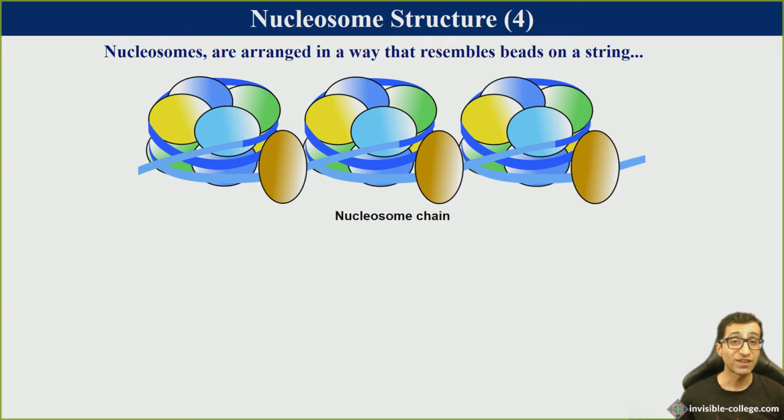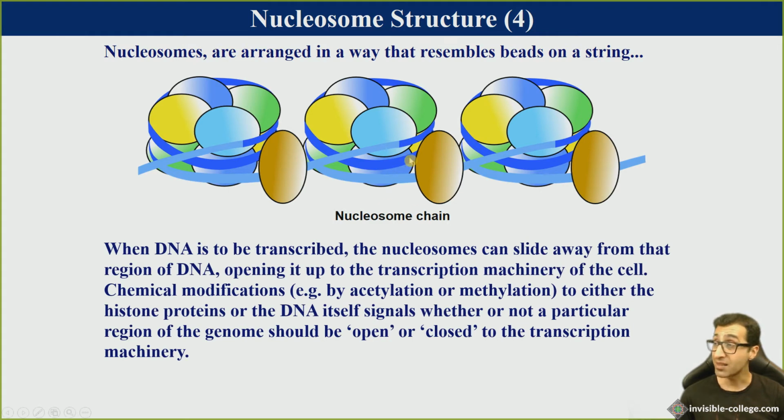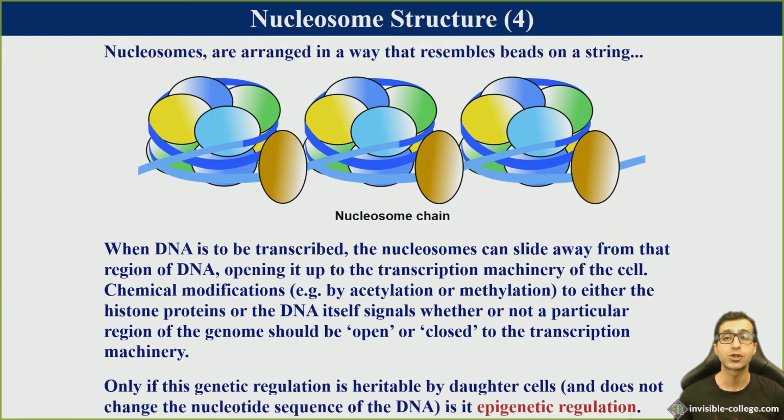Now, chemical modification, for example by acetylation or by methylation to either the histone proteins or to the DNA itself, will signal whether or not a particular region of the genome should be open or closed to that transcription machinery. Now, only if this genetic regulation is inheritable by daughter cells and does not change the nucleotide sequence of the DNA is it referred to as epigenetic regulation.